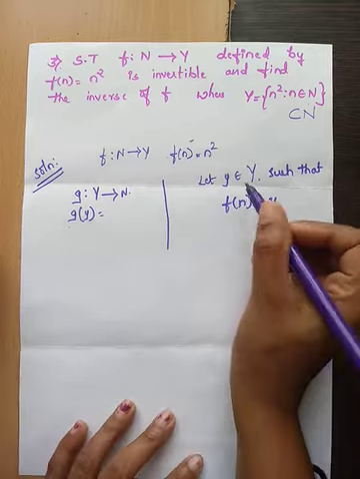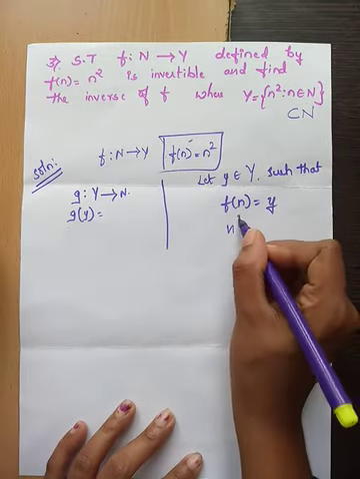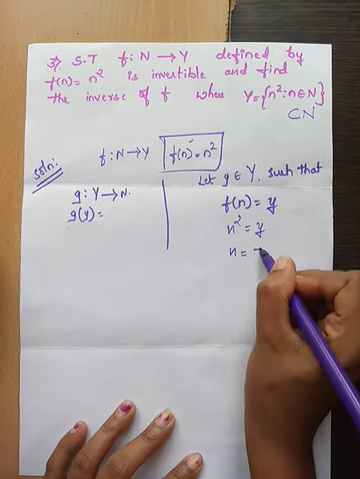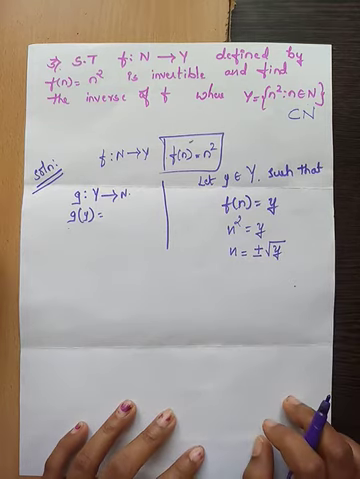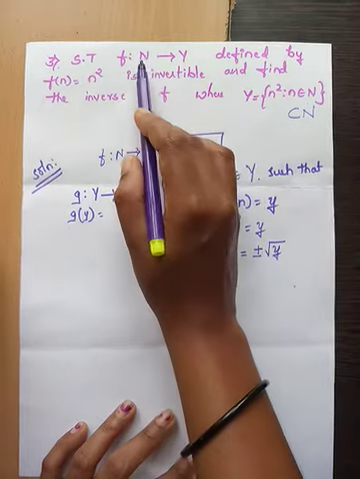But what is f of n? f of n is equal to n square, correct? n square is equal to y. So, what happens to n? n is equal to plus or minus root y. But where does this n belong? n belongs to natural numbers.